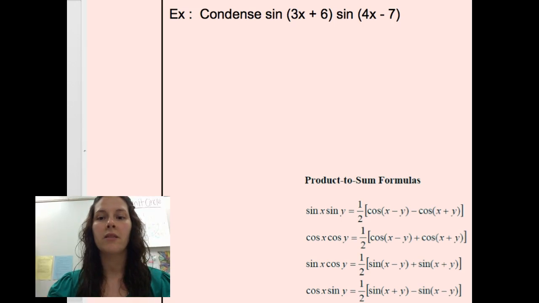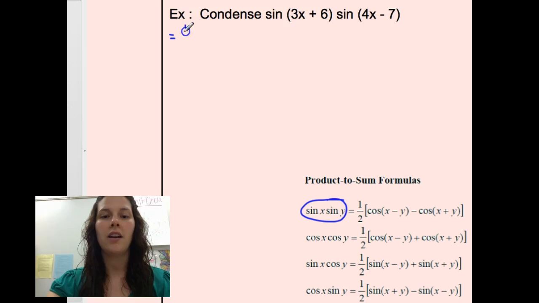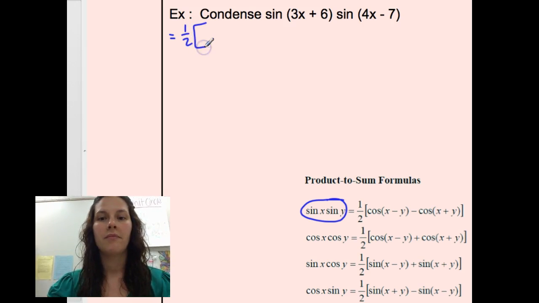One more, this time we've got some variables in there, and we have sine times sine, so we're going to be using our first formula this time. So we again have the 1/2. This time we're changing it to cosine of the 3x plus 6.